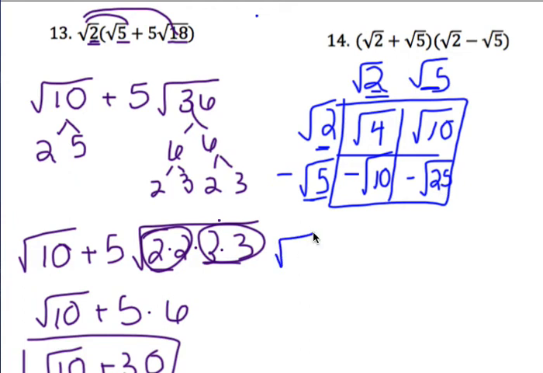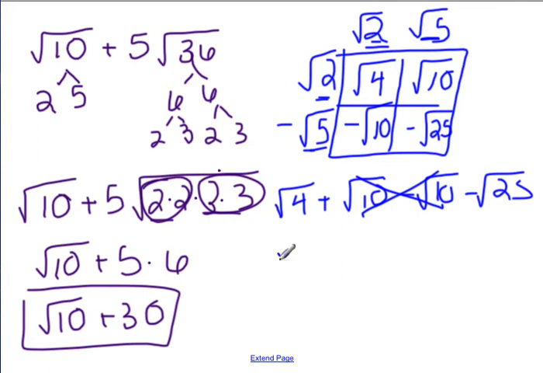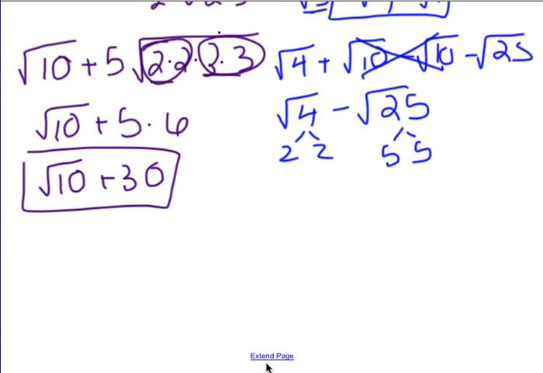So then when I write out all my terms, like so, the first thing I notice is that these cancel out immediately. So then I'm left with the square root of 4 minus the square root of 25. Well, 4 I can break down to 2 and 2, and 25 I can break down to 5 and 5. So this one's going to become 2, and this one's going to become 5. And 2 minus 5 is negative 3.